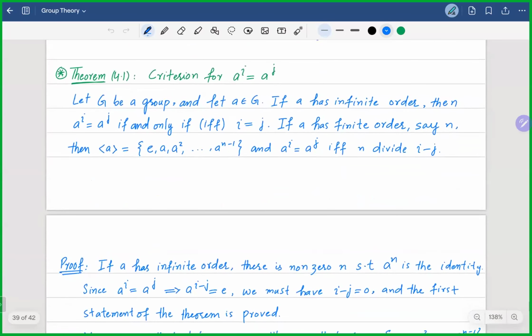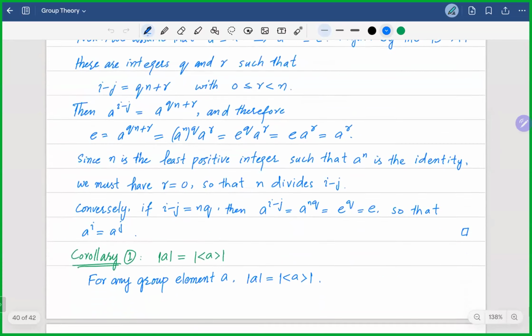And then there was this theorem which says: let G be a group and A an element in G. If A has infinite order, then A power I is equal to A power J if and only if I is equal to J. But if A has finite order, say N, then A power N is E, the set generated by A is going to be this one, and A power I equals A power J if and only if N divides I minus J.